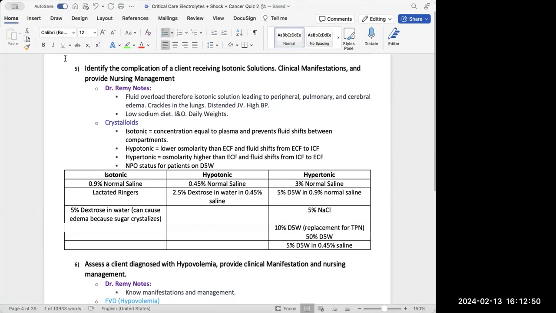As a result, we could hear crackles in the lungs. They could have a distended jugular vein. They'll have high blood pressure because of all that pressure from all that fluid in the body. I think I did see a question like this on CoursePoint, talking about someone getting a lot of fluids: what should they be worried about, or what should you assess? And it should be lung sounds. If someone's getting a lot of fluids, your priority should be to look at lung sounds, because fluid can build up and go into the lungs, and that can affect breathing.